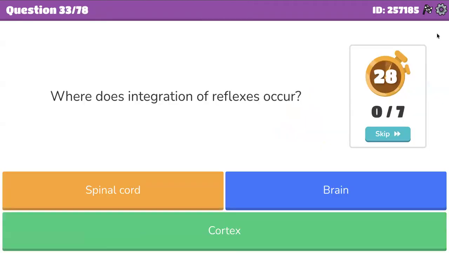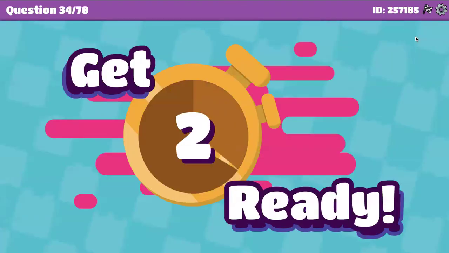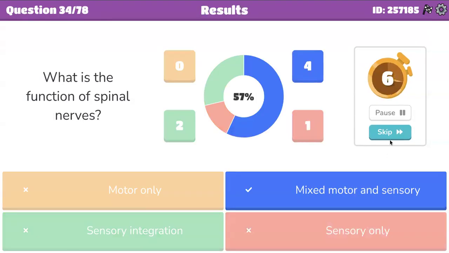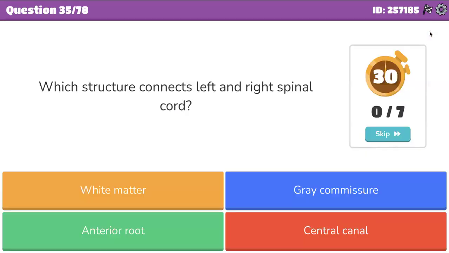Where does integration of reflexes occur? Is it the spinal cord, the brain, or the cortex? Yep, the spinal cord. What is the function of spinal nerves? Mixed motor and sensory. They have both sensory nerves and motor nerves.